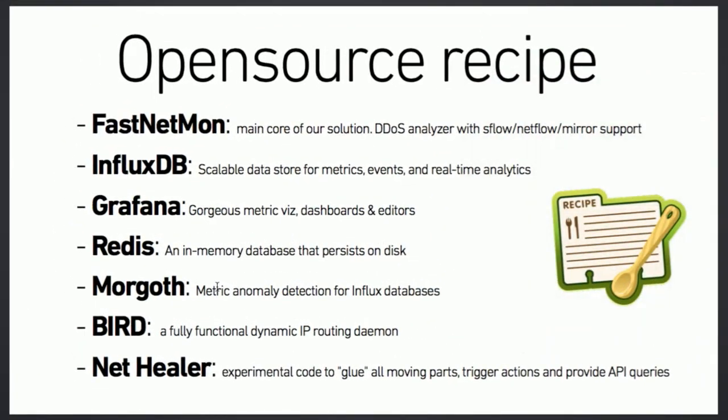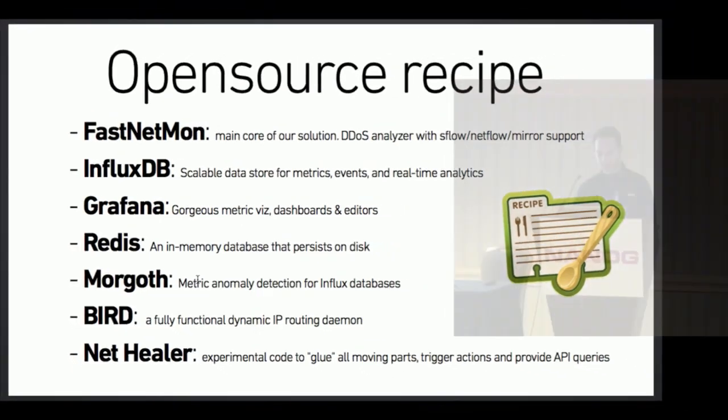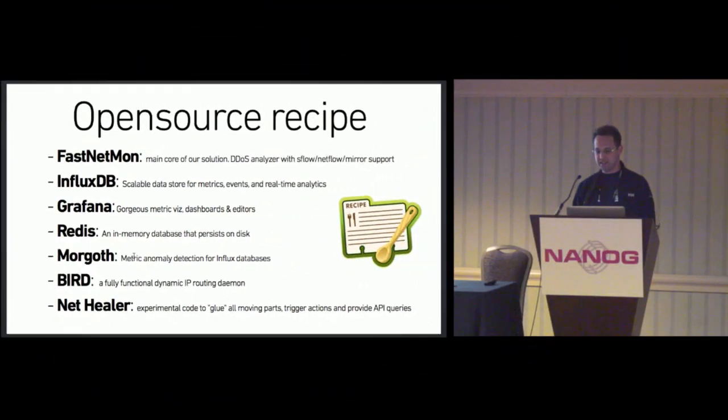How many of you know FastNetMon or use FastNetMon already? Oh, nice. Good. We're using a time series DB for storing all the metrics that FastNetMon processes. We're using Grafana for pretty and cool dashboards. Redis, which is a sort of in-memory database that persists on disk. Morgoth, which is an anomaly detection tool. Bird, I presume everybody knows Bird, the BGP daemon. And NetHealer, which is our own code to glue all those moving parts together. We're going to cover each of them in a bit of detail here.